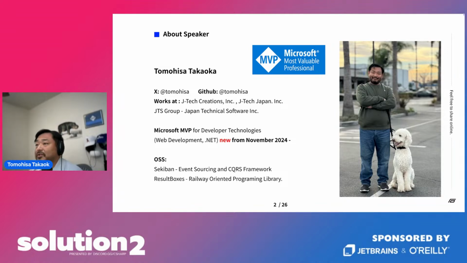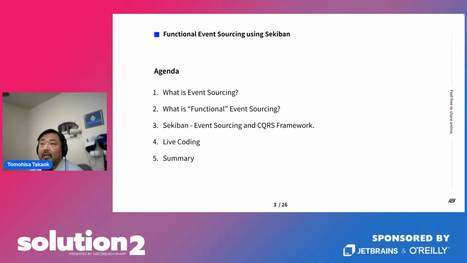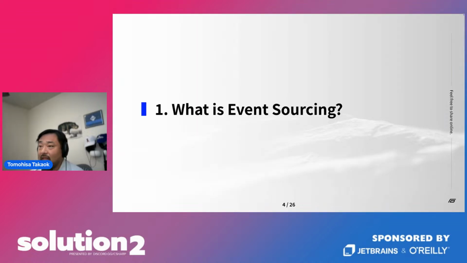So today I'm going to talk about the open source software I'm making, Sekiban, and event sourcing. The agenda is this: what is event sourcing and what is functional event sourcing? And a product, the Sekiban event sourcing and CQRS framework, and let's see the live coding, if I hope that works well. And what is event sourcing?